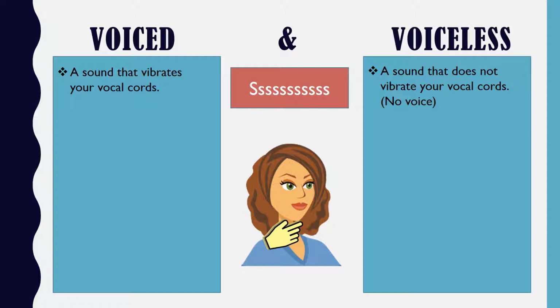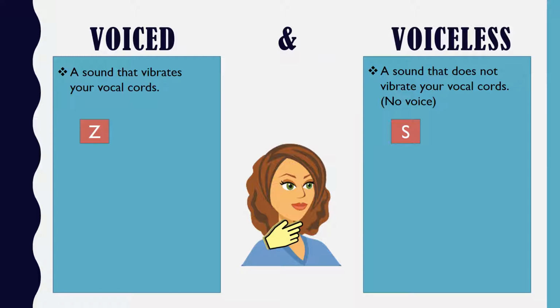S. Did you feel anything in your throat? No. This means that s is a voiceless sound. Now put your hand back on your neck and say zzz. Did you feel something in your throat this time? Yes. That's because the sound that z makes is a voiced sound. When you feel the sound in your throat, it's making a vibration and it's voiced. When you do not feel the sound in your throat, it is not making a vibration, and we call this voiceless, or we can say no voice.